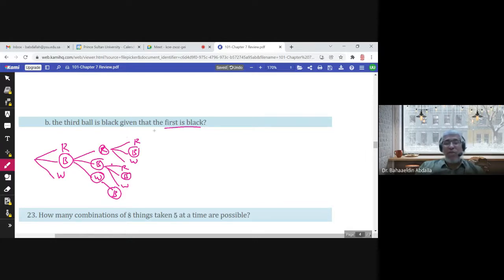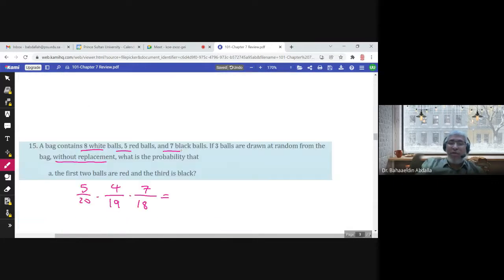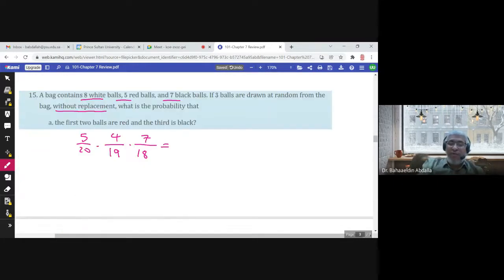So I'll answer this question as the first is black. If the first is black, we have selected one black, and the second one also black. We have selected two black balls. So the probability that the third is black, given that first two are black, is, I still have 18 balls because this is without replacement, and I have now 5 black balls. So the answer is 5 over 18.